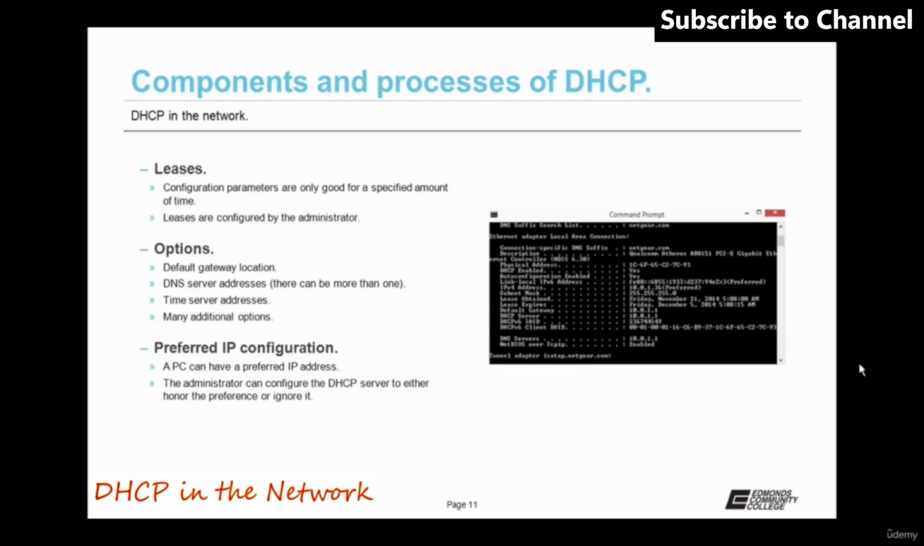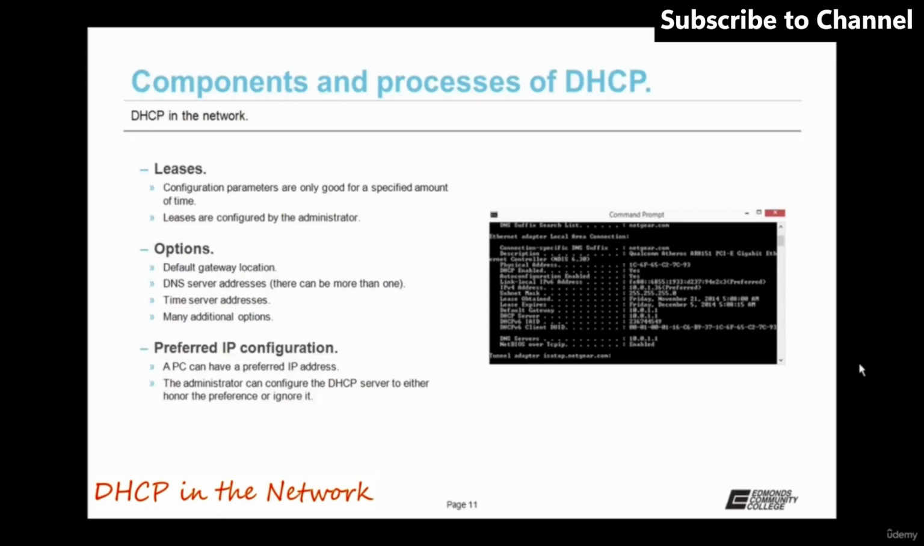Now, part of the DHCP process are what are called leases. The DHCP server hands out that IP configuration information, but it sets a time limit for how long that IP configuration is good. This is called the lease. So the parameters are only good for a specified amount of time. Now, the administrator can configure how long the leases are.